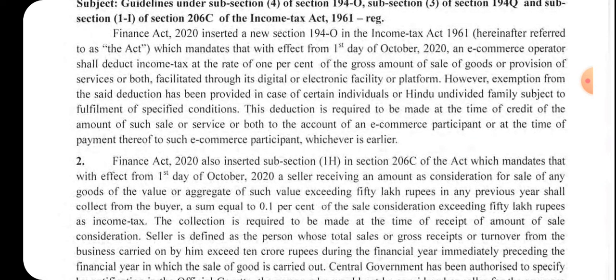This deduction is required to be made at the time of credit of the amount of such sale or service or both to the account of an e-commerce participant, or at the time of payment thereof to such e-commerce participant, whichever is earlier.